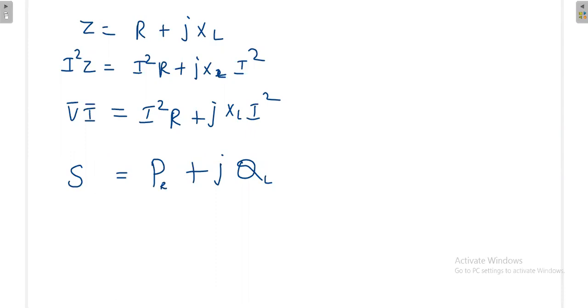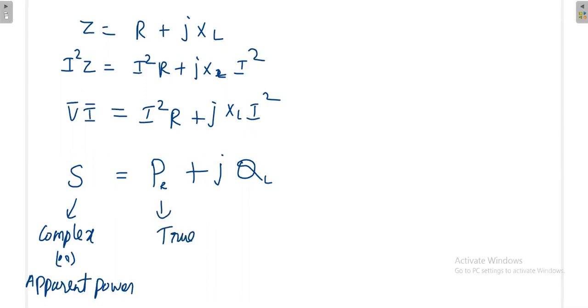This name is called complex power because here j is there, complex. Another name is apparent power. This is the true power. The power dissipated in the resistor is called true power, or actual power, or useful power. This power is called reactive power.